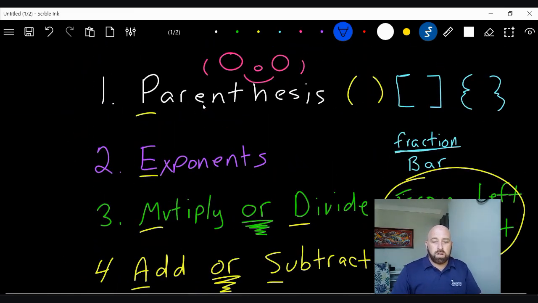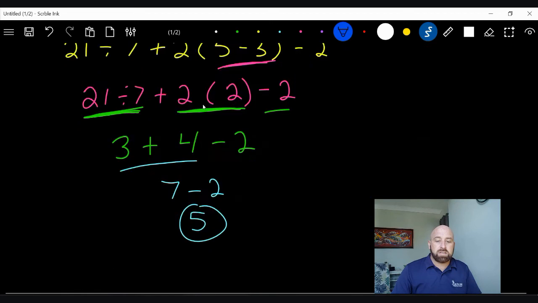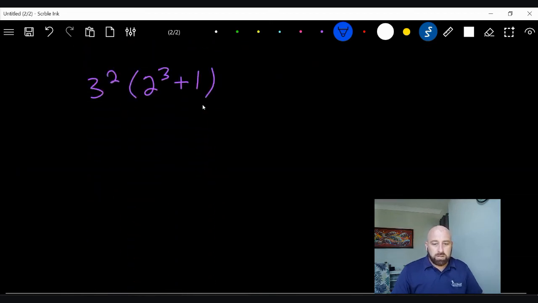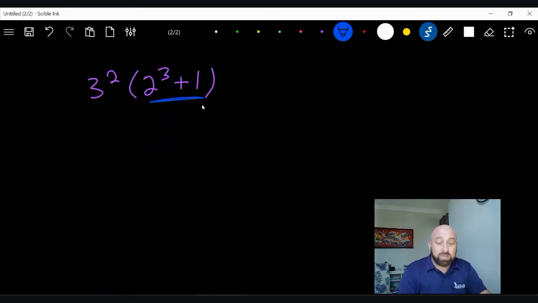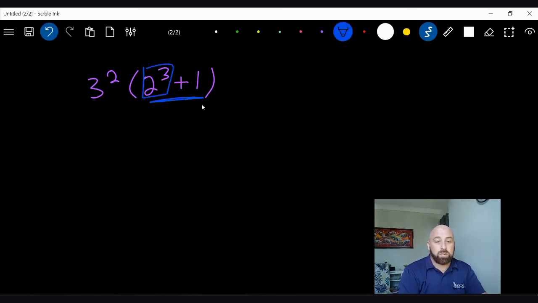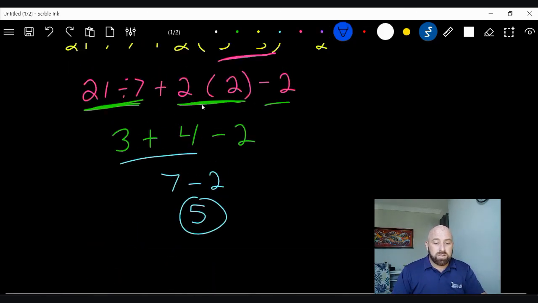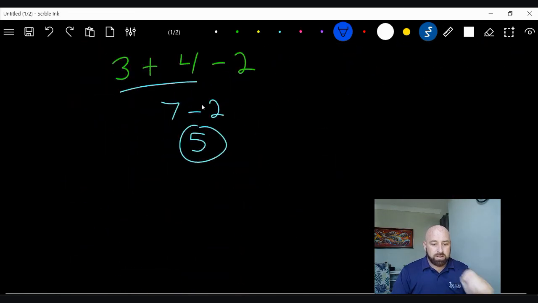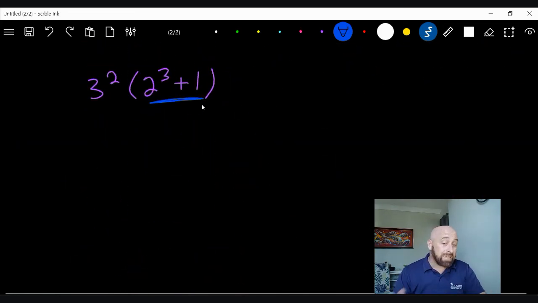So the first one of our order of operations is parentheses first. So let's solve inside of the parentheses. Now this is interesting. Inside of the parentheses, now we have more operations going on. So what do you always do? Well, you always follow order of operations inside of the parentheses. So if you notice, inside of the parentheses we have an exponent. Since exponents is next, we're going to do our exponents inside.